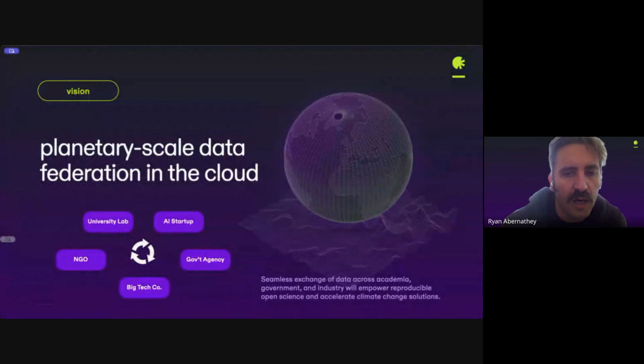Really where we're aiming to go is to help enable a planetary-scale data federation in the cloud. What we've seen is that there's a lot of friction between different organizations in terms of how they are exchanging data, mostly based on the downloading and uploading of files to various file servers. And we think there's room to do a lot better. By enabling seamless exchange of data across all of these different types of institutions, we can really empower reproducible open science and accelerate climate change solutions.